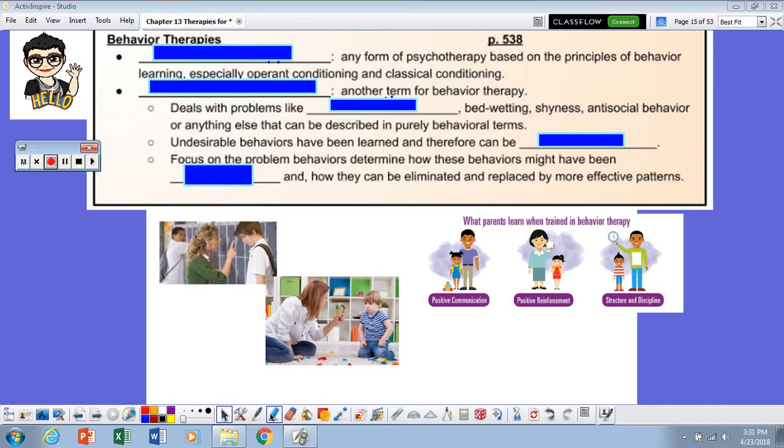We are going to talk about behavior therapies. So, behavior therapy is any form of psychotherapy based on the principles of behavior learning, especially operant conditioning and classical conditioning.